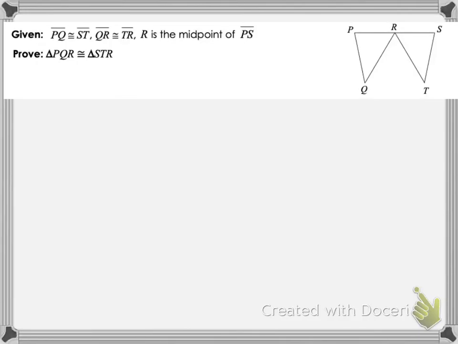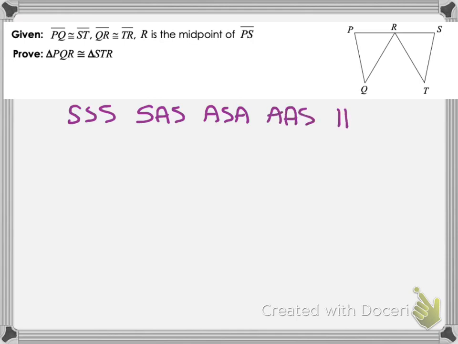Okay, we're going to review congruent triangles. And just to refresh your memory, there were several ways to prove triangles are congruent. We've got side, side, side; side, angle, side; angle, side, angle; and hypotenuse, leg. Am I forgetting any? I think I got them all.